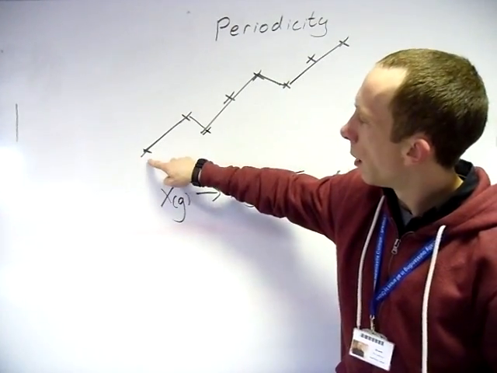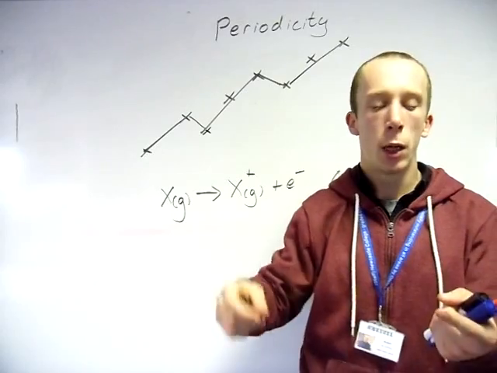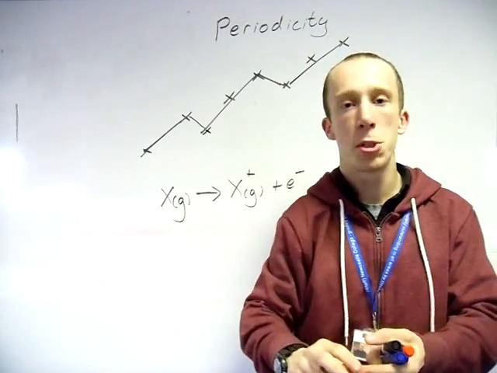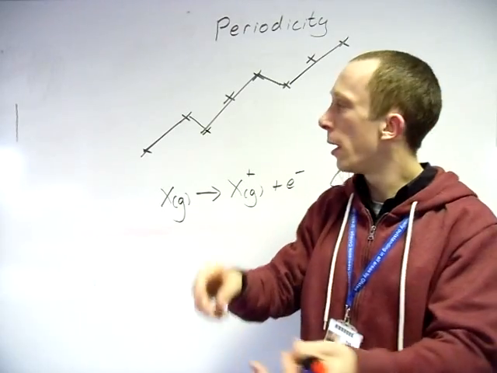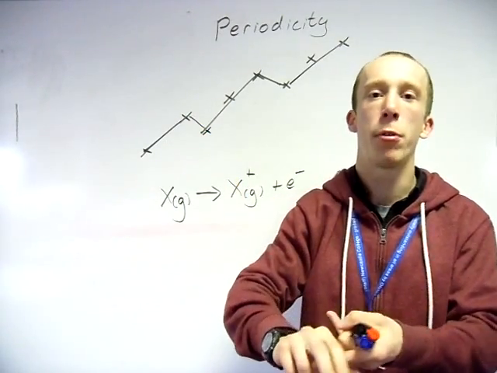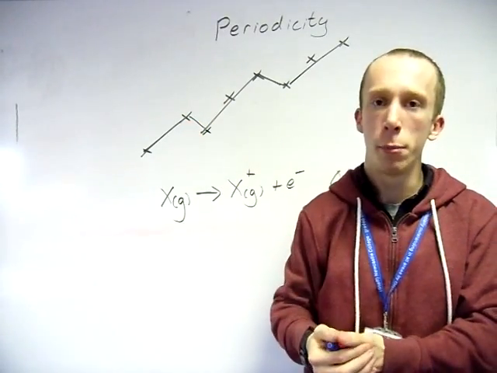So, sodium to magnesium increases. Why is magnesium higher? Well, magnesium has a smaller atomic radius. They're in the same subshell, so same shielding. And it's got a bigger nuclear charge. So bigger nuclear charge, smaller atomic radius, therefore more traction to the outer electron, harder to remove.